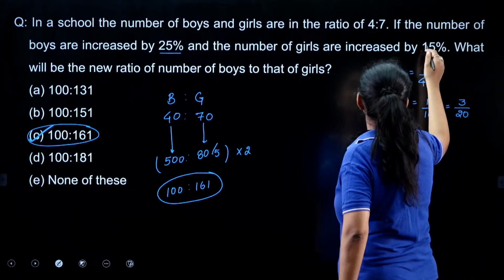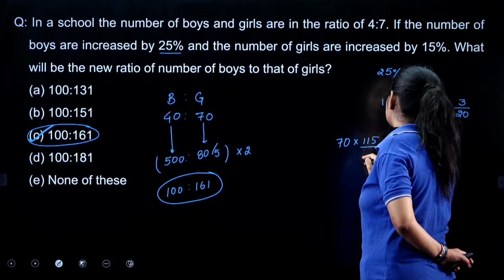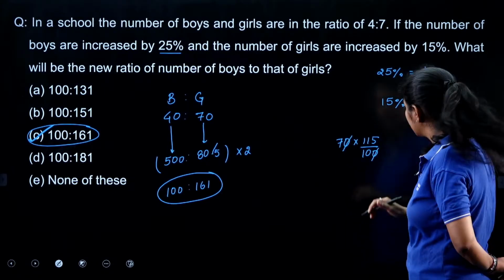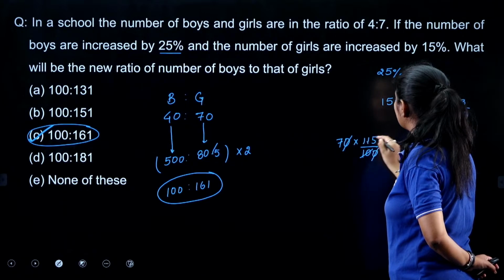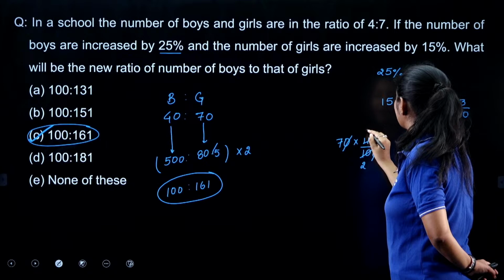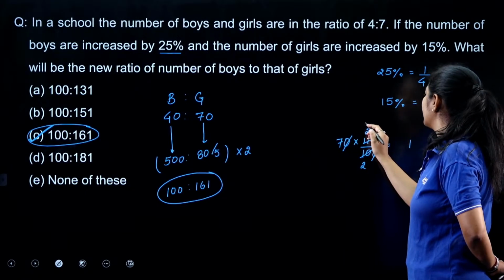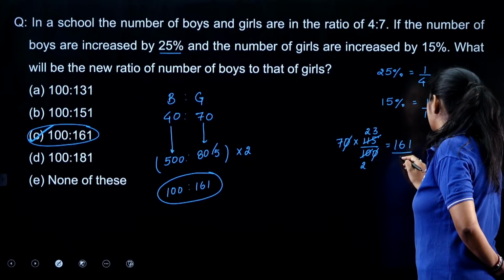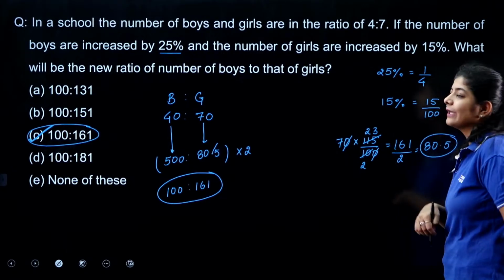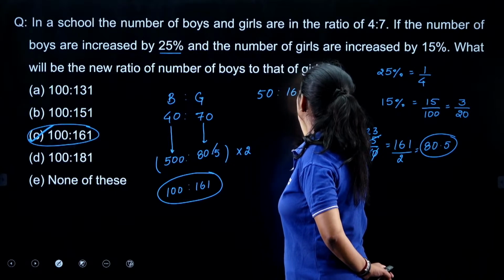The number of girls is increased by 15%. So 70 into 115/100. You can also find this one just to get the answer. So this 0 and this 0 are eliminated, right? So here we can eliminate it with the help of 5. So here we are getting 2 and here we are getting 23. When we solve this, here we are getting 21 and 2, 161, divided by 2, and this is nothing but 80.5, or you can also write it as 50 to the ratio 161/2.